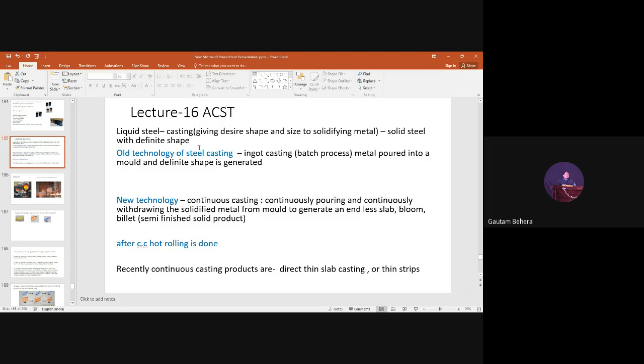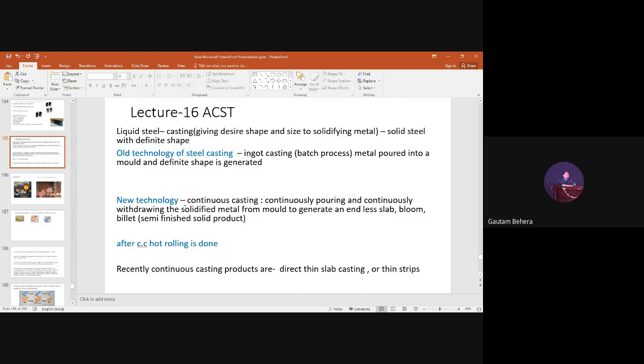So for the steel, the old technology is called ingot casting. That is a batch process. That is not a continuous process. Batch process means one by one you have to cast it. Here what happens basically, metal is poured into a mold and a definite shape is generated. So we have liquid steel, then we pour it into a mold with the desired size and shape which we want. Basically, we pour it, and after solidification, we get it finally.